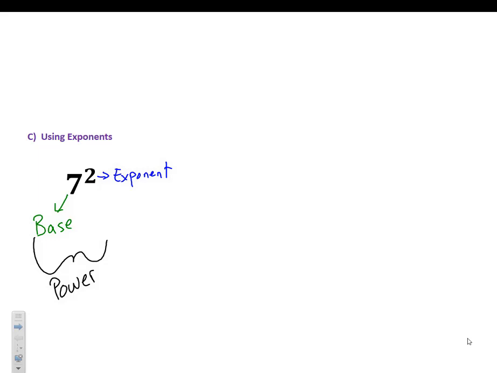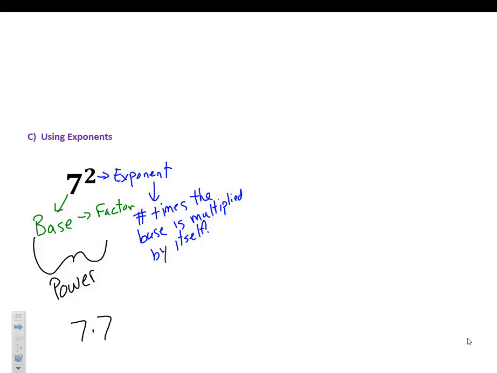All those things are acceptable. Now let's talk about each one of these parts, the base and the exponent. The base is the factor. That is the number that's going to be multiplied. And the exponent tells us the number of times the base is multiplied by itself. So in other words, in this particular case, 7 to the second power, we're going to go 7 times 7. That's what this means. That makes sense. You kind of knew that before.